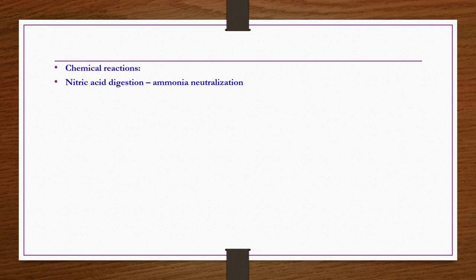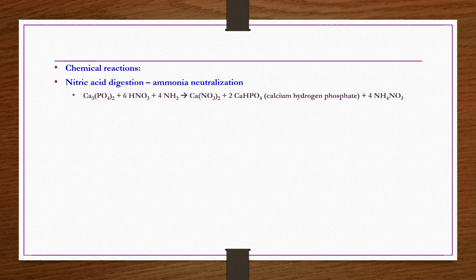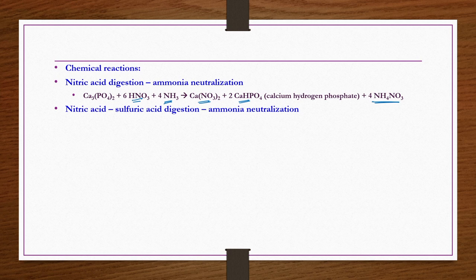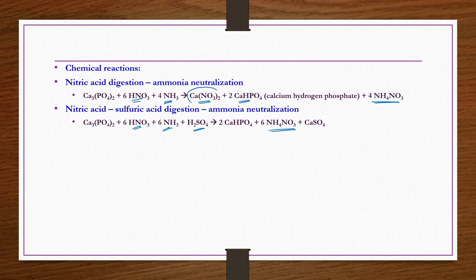First reaction is nitric acid digestion and ammonia neutralization, where calcium phosphate reacts with the nitric acid and ammonia to give calcium nitrate and then calcium hydrogen phosphate along with the ammonium nitrate. Next, nitric acid sulfuric acid digestion and ammonia neutralization. Here calcium phosphate reacts with nitric acid plus sulfuric acid, that is mixed acid, along with the ammonia to give the same calcium hydrogen phosphate and then ammonium nitrate. Now here you see in the first process calcium nitrate is formed, in this process calcium sulfate is formed.